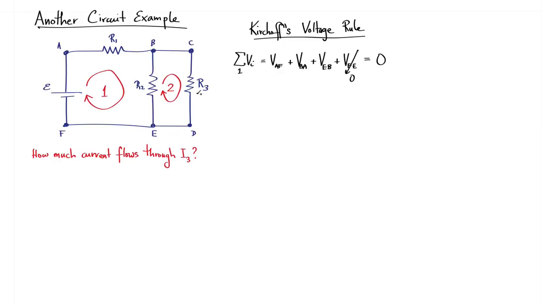Going from F to A, we're moving from, again, the short end of the battery to the longer end. So we're going to pick up a plus E. Now what I'm going to have to do is define the direction of the current. So I'm going to define the direction as going this way.